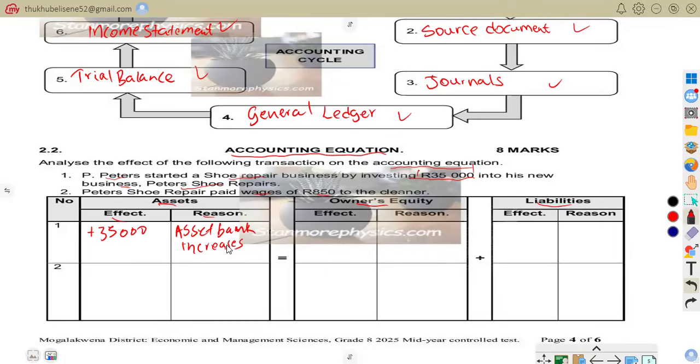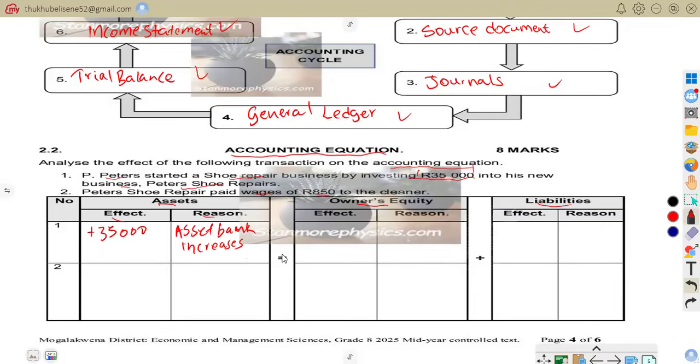Asset bank increases. So that is why we're saying our assets are going to be increased, because that money is going to be paid into the bank account. We know bank falls under the category of assets, that is current assets.